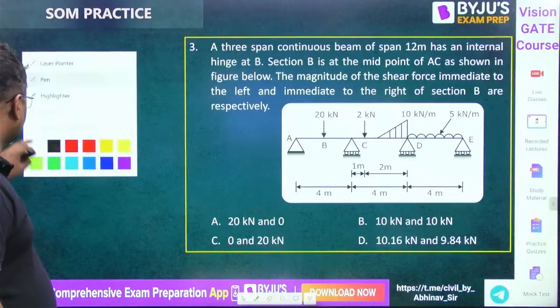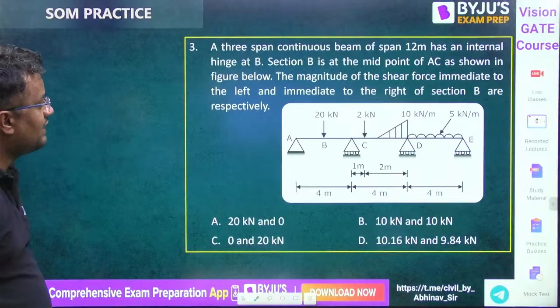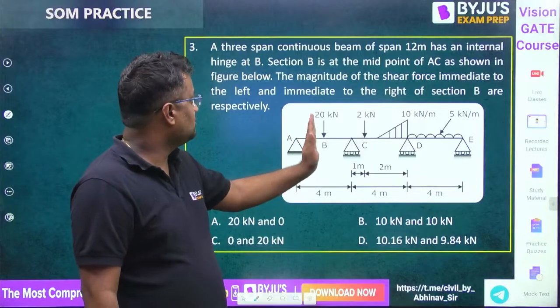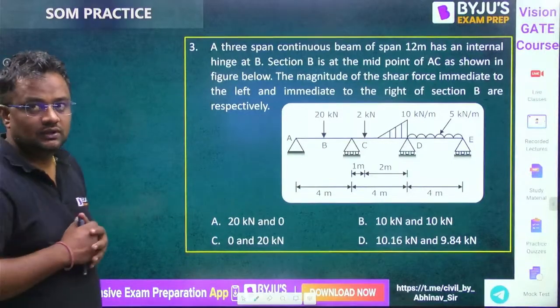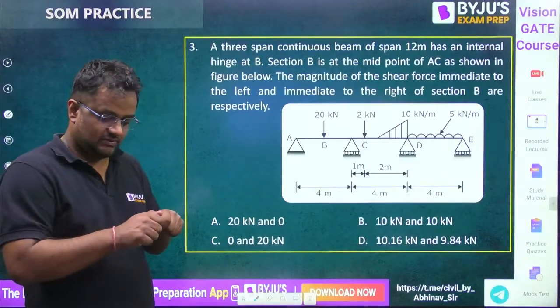Now this is the question. In this question, you have to find out the magnitude of shear force immediate to the left of B and immediate to the right of B. What will be the force, immediate to the left of B and immediate to the right of B?